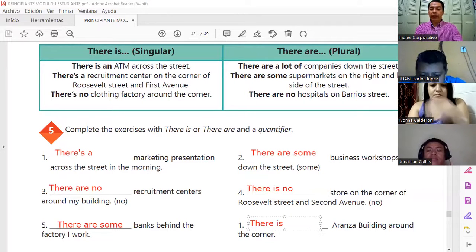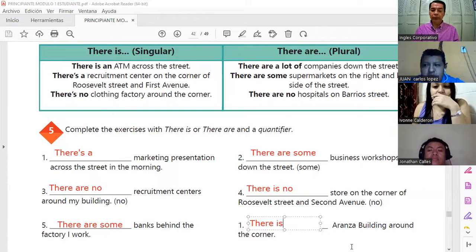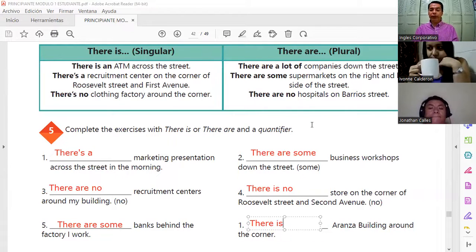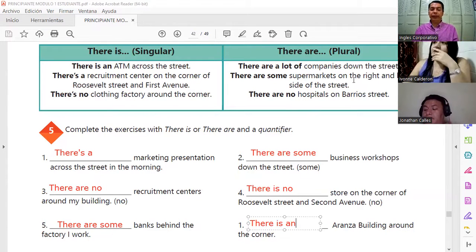Teacher, excuse me, can you give us more examples about in, at, and on? Wait a minute. Give me a second. I will do something. There is an Aranza. Just give me a second, please.